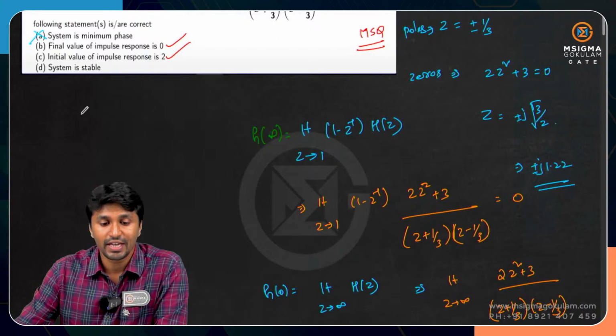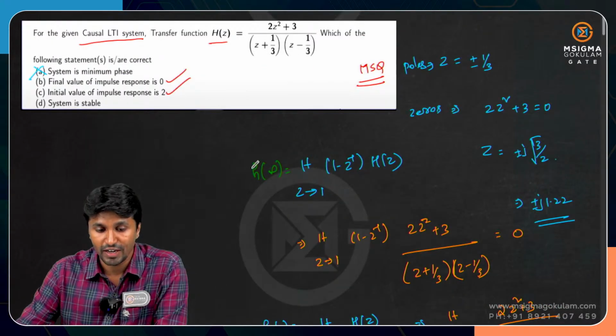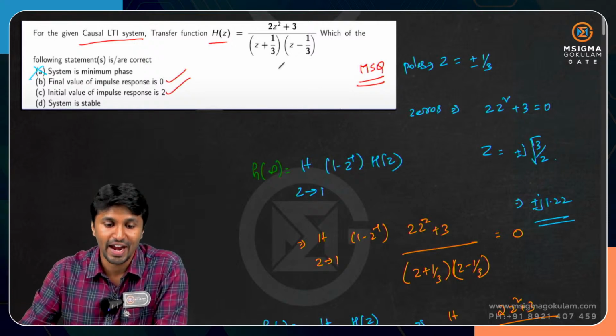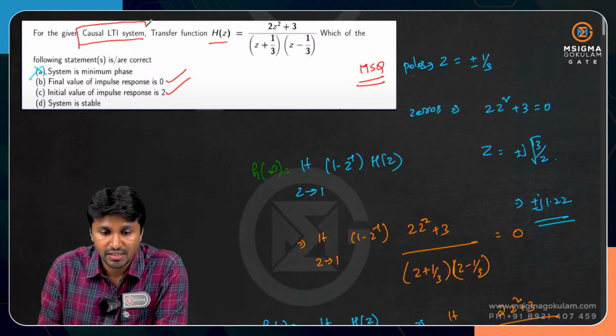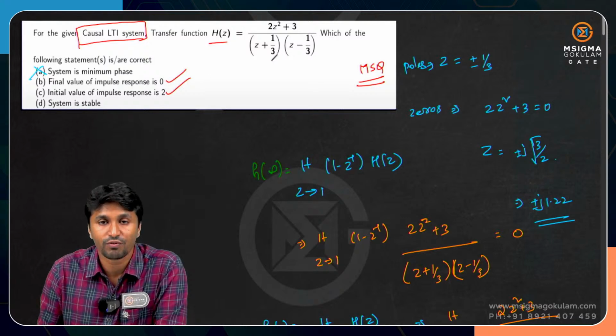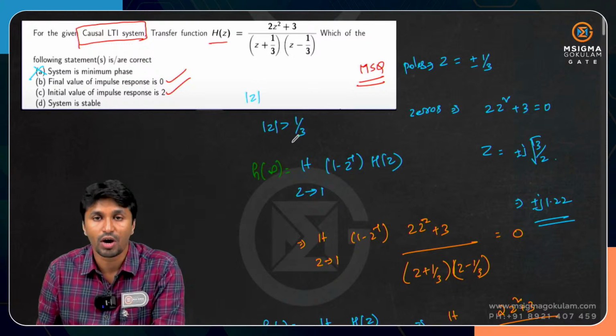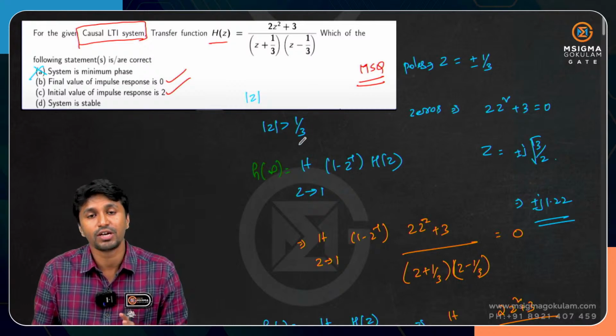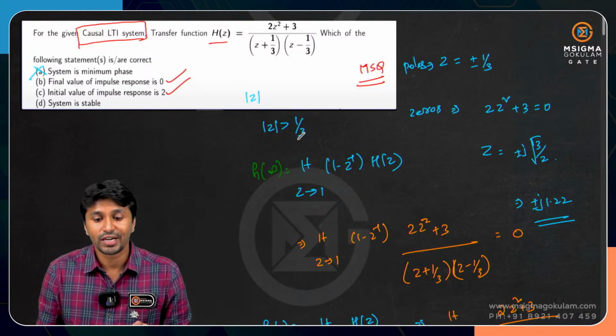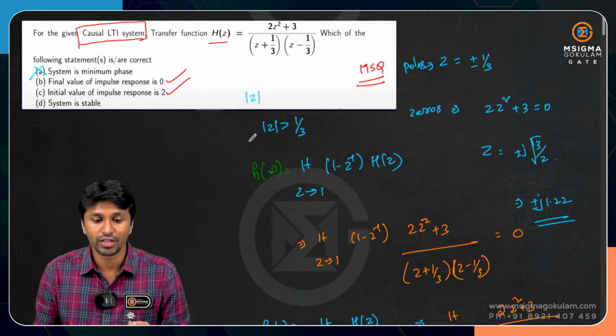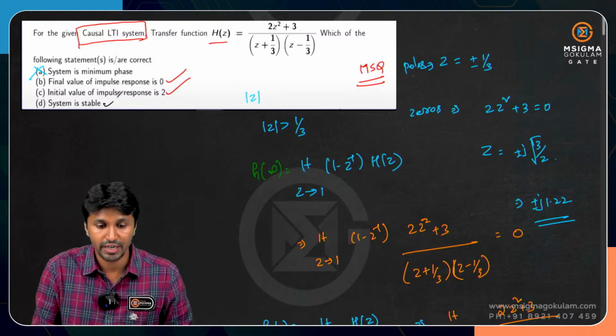So we have already calculated the final value, right? Also you can clearly see that the poles are within the unit circle, and he has clearly mentioned that the system is a causal LTI system. So therefore the ROC will be greater than the outermost pole. This is the ROC of the transfer function. You can clearly see that the ROC includes the unit circle, so therefore the system is also stable, right? The system is also stable.